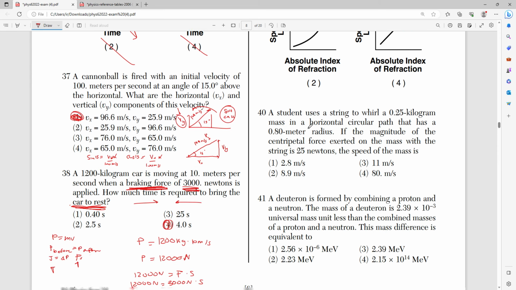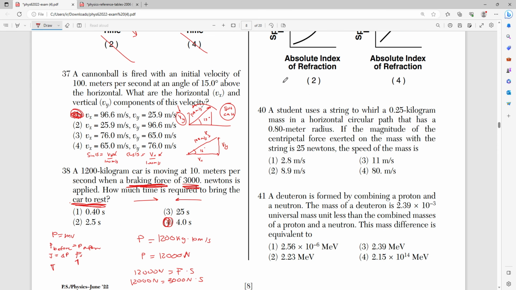Just basic division. Number 40 says a student uses a string to whirl a 0.25 kilogram mass in a horizontal circular path that has a 0.8 meter radius. If the magnitude of the centripetal force exerted on the mass by the string is 25 newtons, what is the speed of the mass?